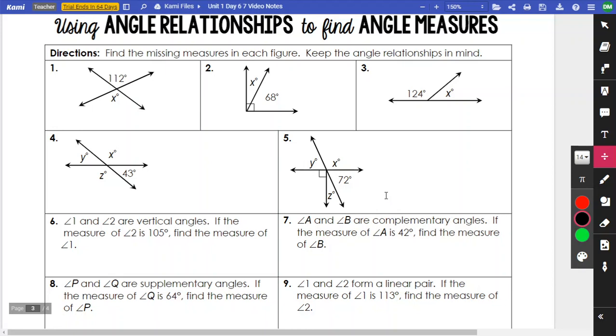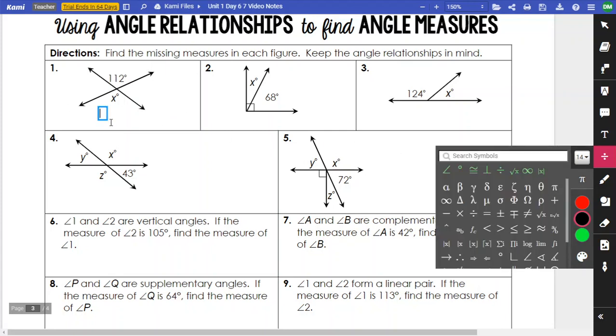So we've got this 112-degree angle, and then we've got this angle with x degrees, and we want to find what x is. So on all of these, the first thing that we want to do is ask ourselves, what is the important relationship? So we do have a couple of vertical angles here, and we know that vertical angles are congruent. So that must mean that x is 112 degrees. So once you find the relationship, then these are usually pretty easy. It's just kind of like solving a puzzle.